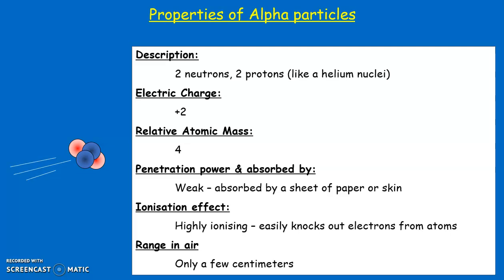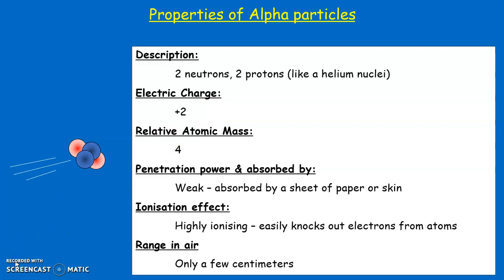Ionizing effect: we say that alpha is highly ionizing. And what that means is, remember, an ion is where an atom has lost or gained electrons. Alpha, because it's such a big, heavy thing compared to other stuff, can easily knock out electrons from any atoms that it collides with. So those atoms then turn into ions. So we say that alpha particles are highly ionizing.